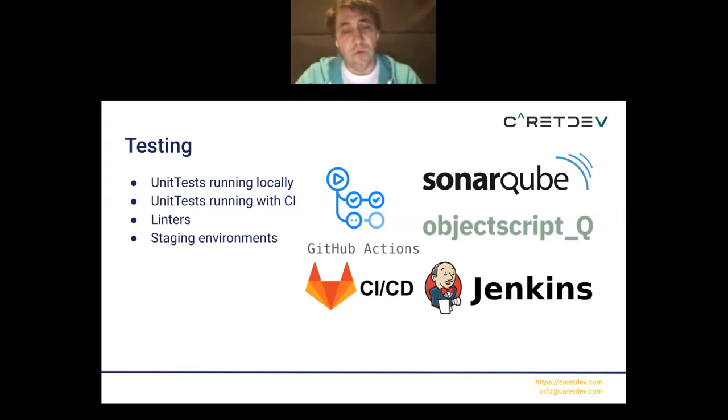Linters, you can use locally from VSCode ObjectScript, from VSCode with extensions, with your server locally in your environment and company, or also with CI. Just recently, ObjectScript Quality introduced an open source project workflow for CI as well.